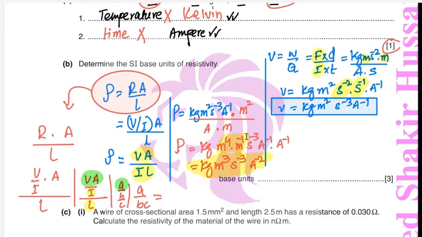Right? So 3 marks in AS are not that easy.